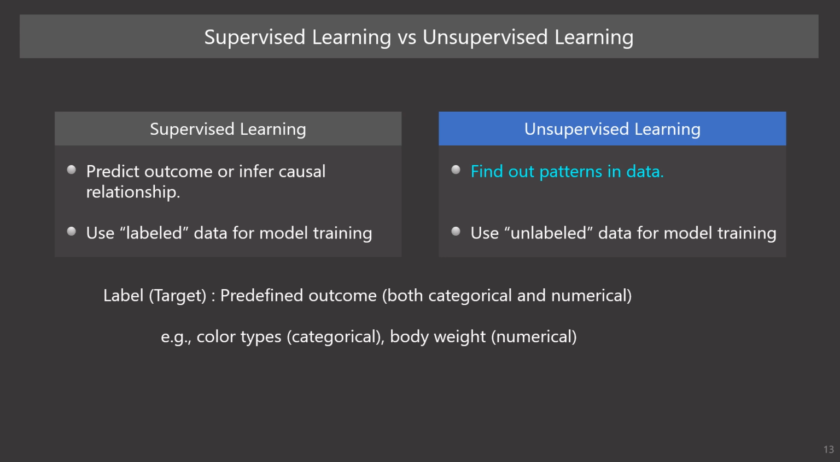As for unsupervised learning, the purpose is to find unknown patterns in data. Unsupervised learning is applied to a problem where we have no predefined outcomes. That is, even though we have an abstract definition of the outcome, we do not know the specific categories or values that constitute the outcome. Since we have no predefined outcomes, the data does not have a label, so we use unlabeled data for unsupervised learning.